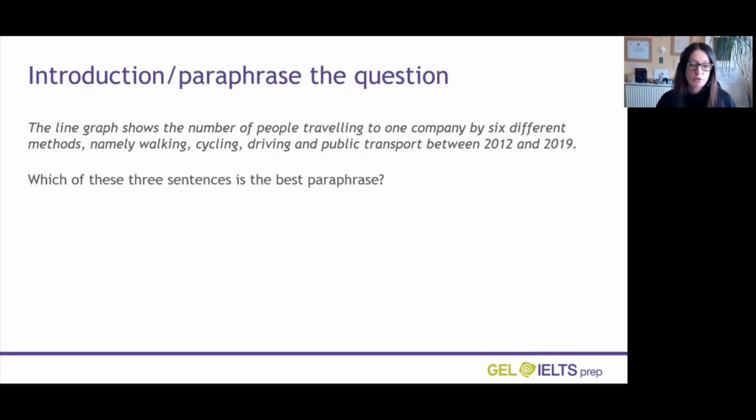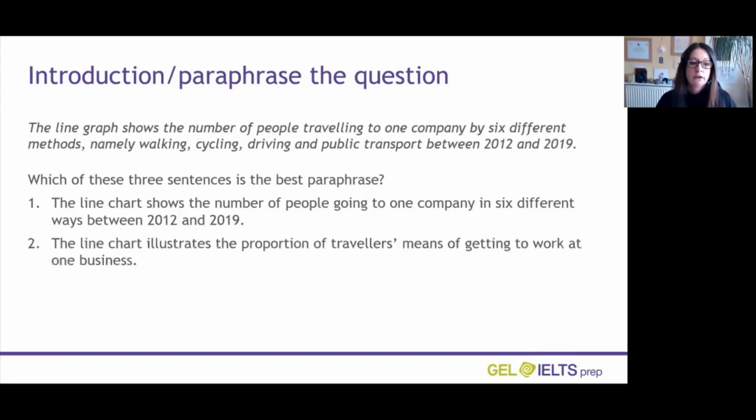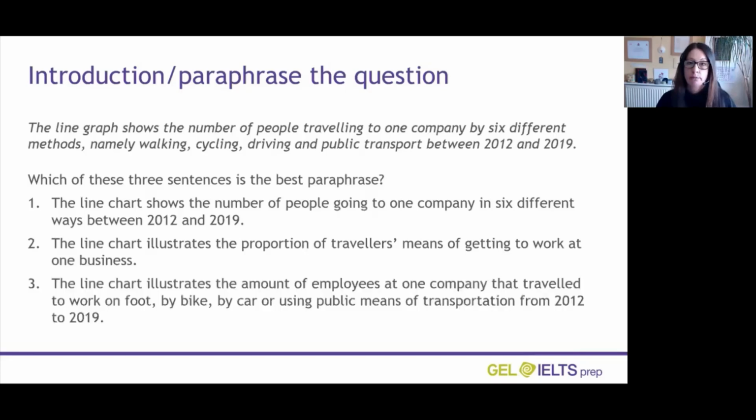So let's have a look at what we've got. Number 1, the line chart shows the number of people going to one company in 6 different ways between 2012 and 2019. Number 2, the line chart illustrates the proportion of travellers' means of getting to work at one business. And number 3, the line chart illustrates the amount of employees at one company that travel to work on foot, by bike, by car, or using public means of transportation from 2012 to 2019.